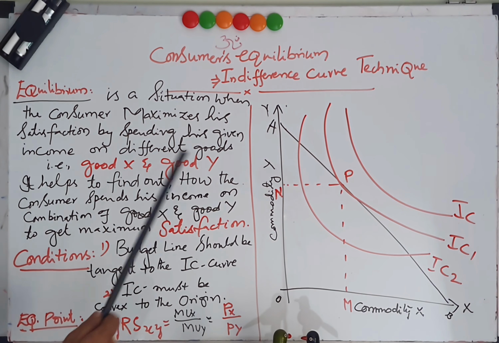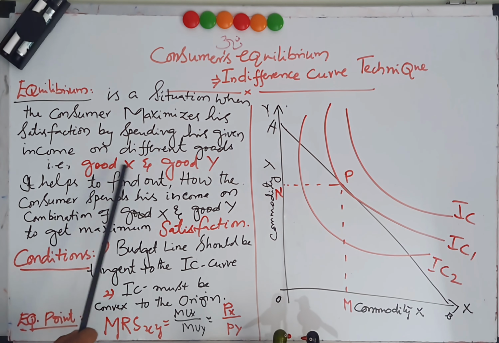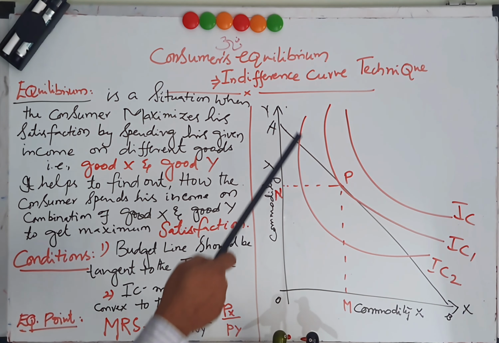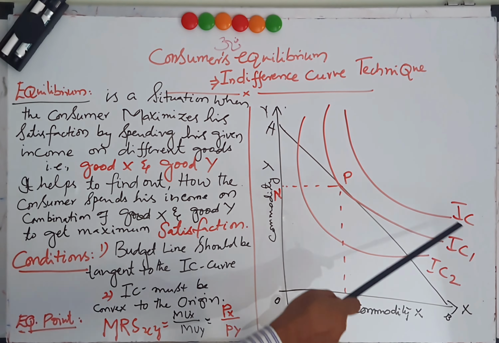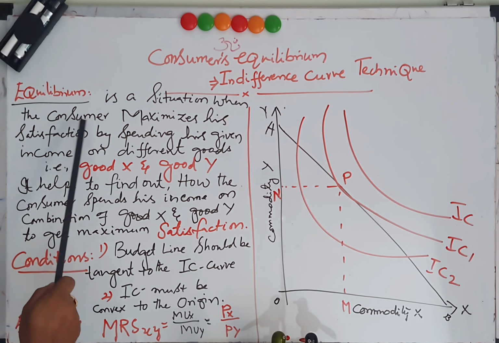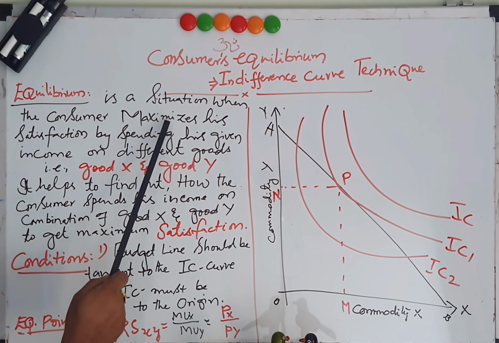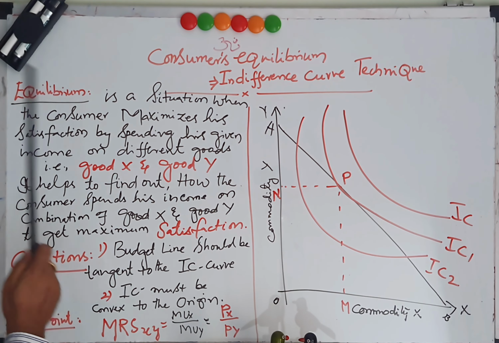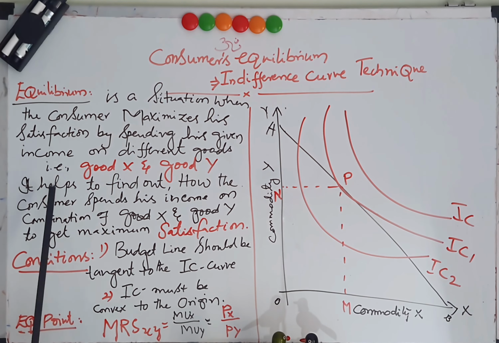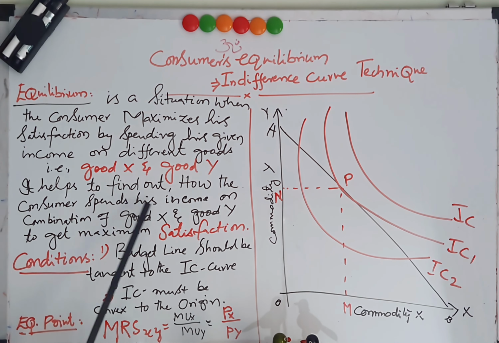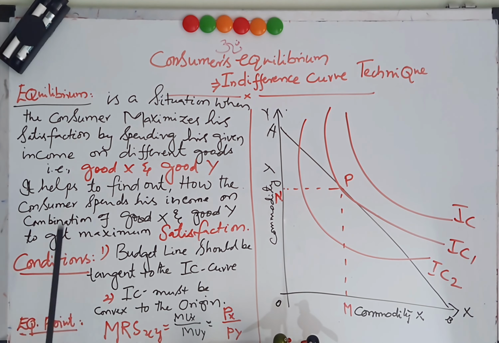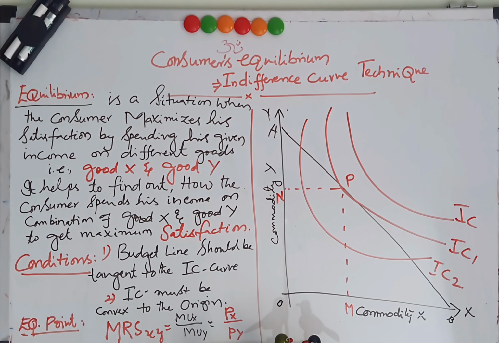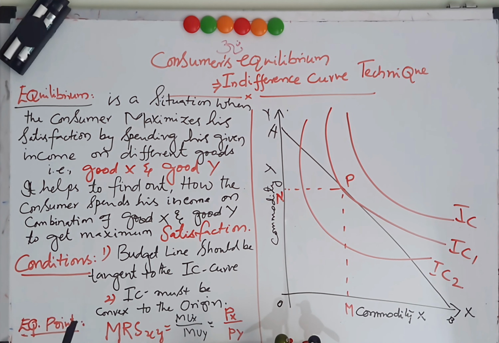In the IC curve analysis, there are two goods, good X and good Y. The combinations of good X and good Y can be represented by IC curves: IC1, IC2, IC3. The point where the consumer gets maximum satisfaction is the equilibrium point. This equilibrium helps to find out how the consumer spends his income on combinations of goods X and Y to get maximum satisfaction. So consumer's equilibrium is nothing but maximizing his satisfaction with a given income.